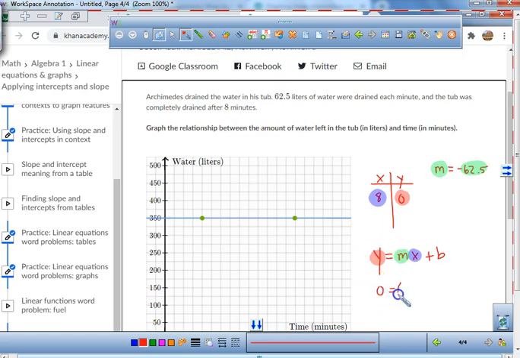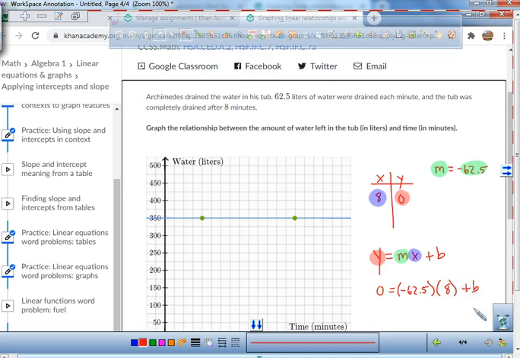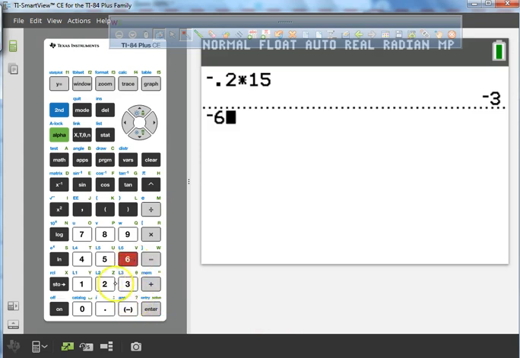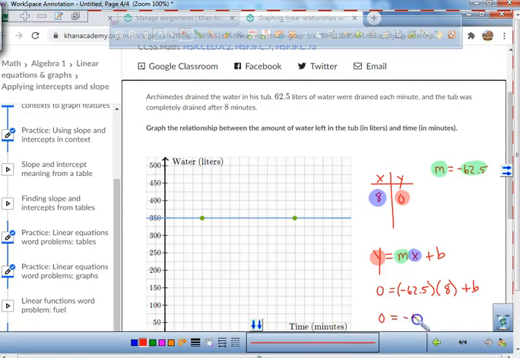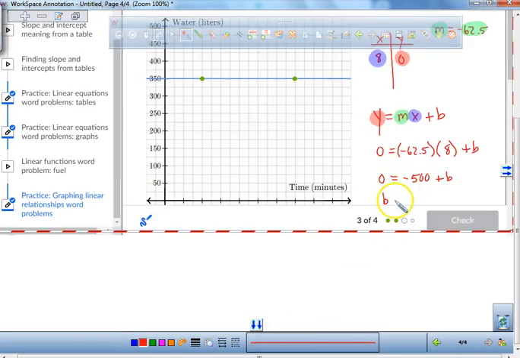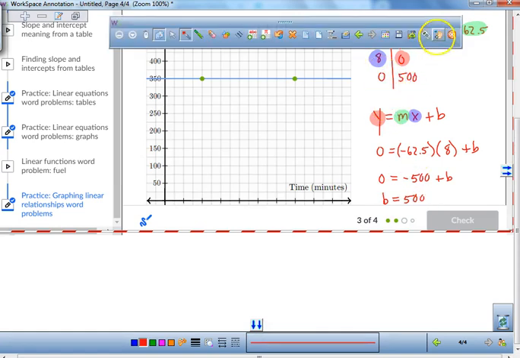So here's what it looks like. 0 equals -62.5, close parentheses, open parentheses, 8 plus b. If you know how to plug in an x value, a y value, and your slope, you can find your y-intercept every single time. Now, -62.5 times what number? 8? It's -500. So I'm going to put 0 equals -500 plus b. And once again, if I add 500 to both sides, b equals 500. So I know I have a 0 and a 500, and I am done.